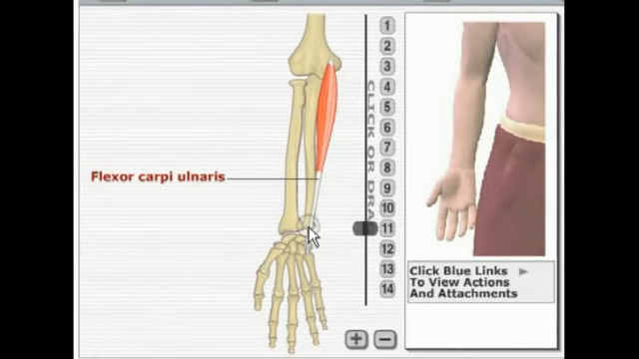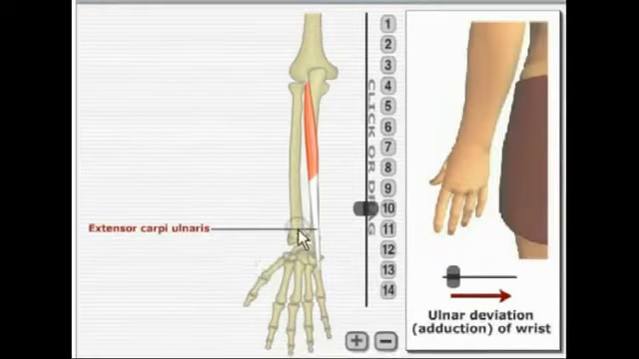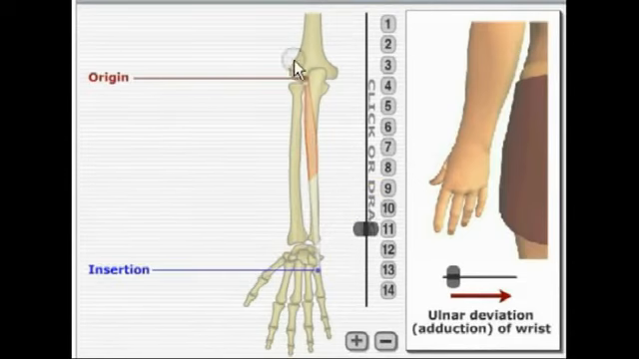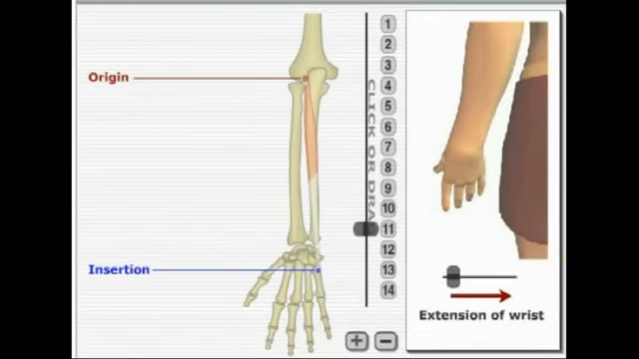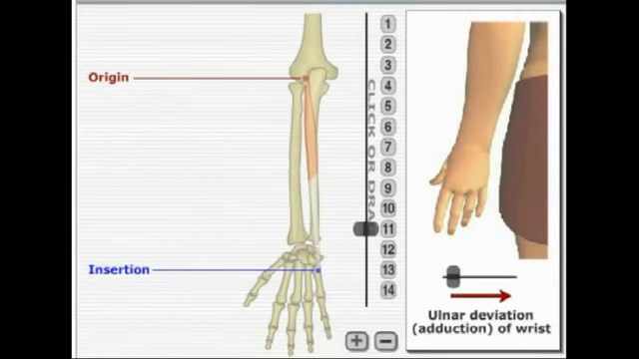Next is flexor carpi ulnaris. It originates on the medial epicondyle of the humerus, inserts into the medial carpals and metacarpal number 5 here, and the action it performs, it does flexion of the wrist as well and adduction of the wrist. Next we have extensor carpi ulnaris. It originates in the lateral epicondyle of the humerus and inserts into metacarpal number 5. The actions it performs is extension of the wrist and adduction of the wrist or hand.